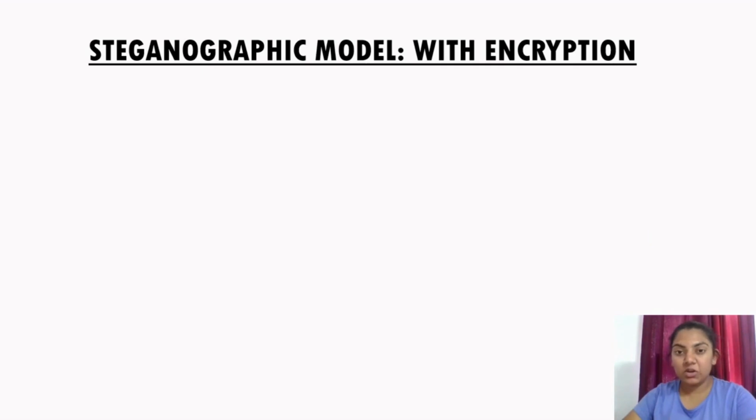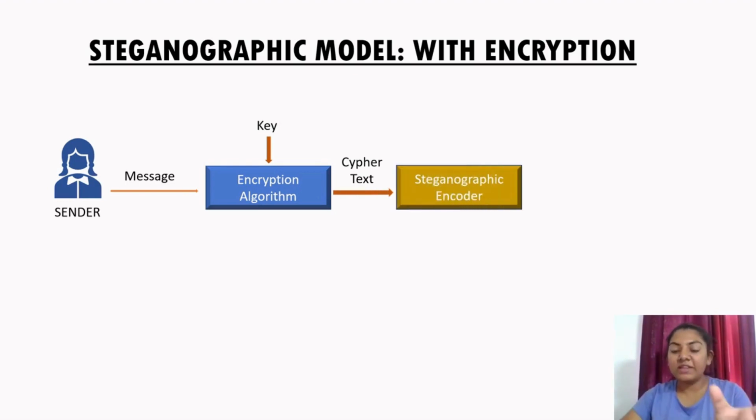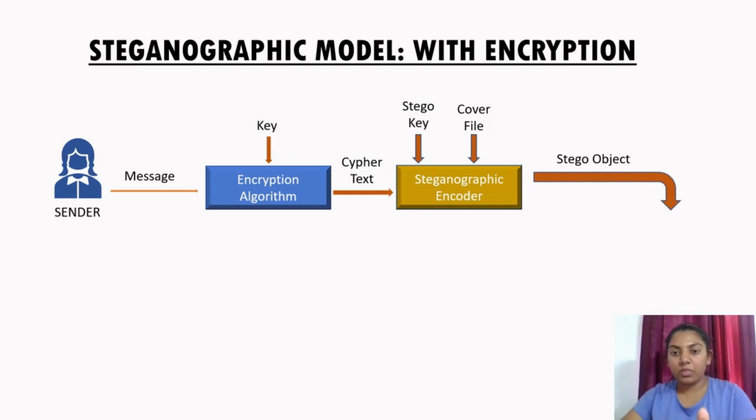Let's go through a basic steganographic model using encryption. Now suppose there is a sender who wants to send a message. Now that message will go through an encryption algorithm where an encryption key will be sent. After that, that message will become a ciphertext. Now that ciphertext will go through a steganographic encoder where a stego key and a cover file will be sent. Here, a stego object is created which is similar to a cover file, but it has our secret message.